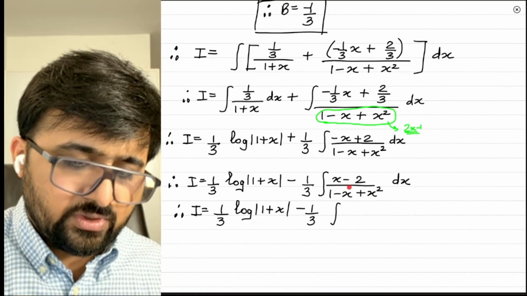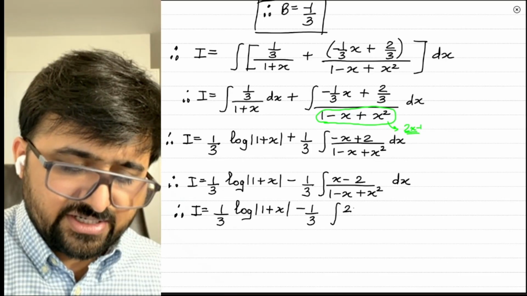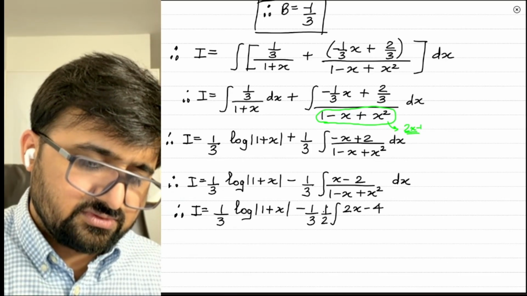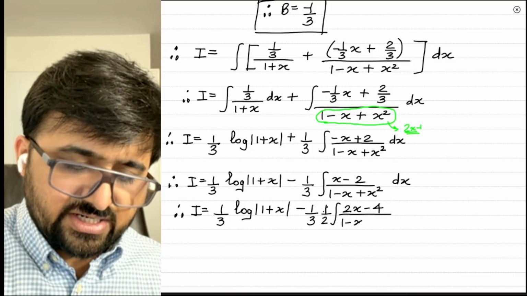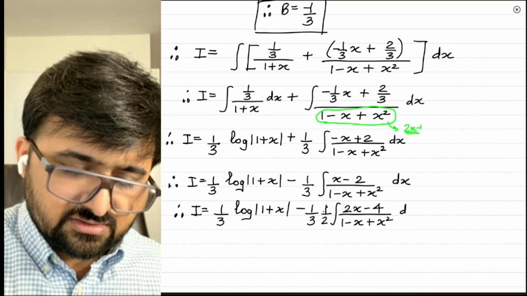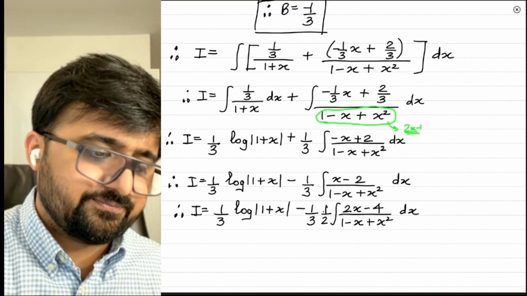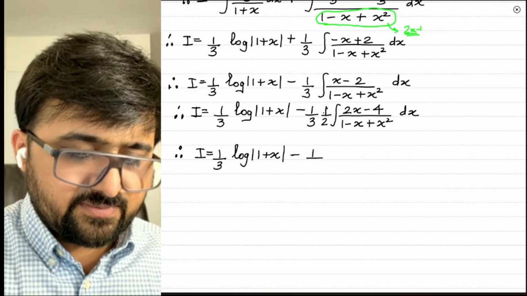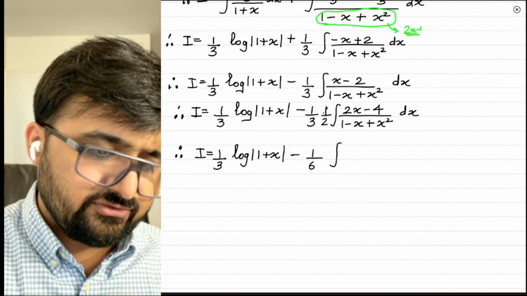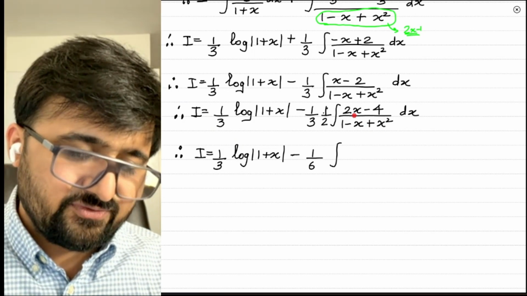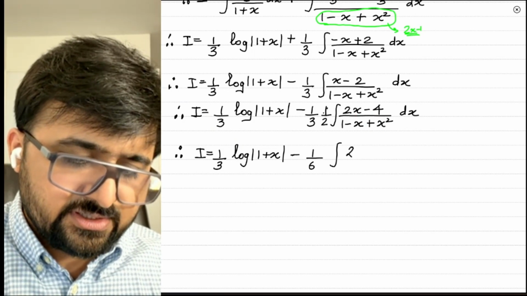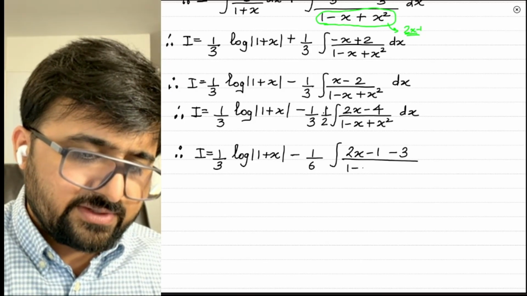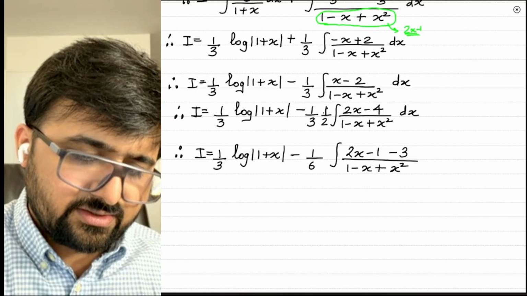Now, since we need 2x, multiply and divide by 2. So multiply by 2, and you get 2x minus 4. Then you divide by 2 on 1 minus x plus x square dx. So now this will become minus 1 by 6 integration of. Remember that we need 2x minus 1. We already have 2x, we need minus 1. So we'll write that minus 4 as minus 1 minus 3 over 1 minus x plus x square dx.